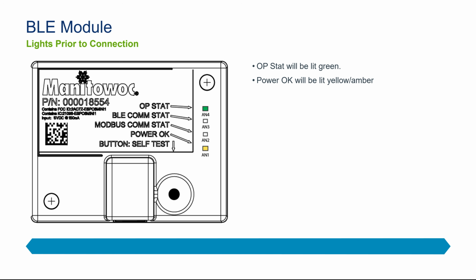Now, for you service techs out there, I do want to talk about the Bluetooth module itself. It'll be inside the ice machine. Prior to connecting to this machine, if you haven't opened the app yet, this is what you'd be seeing. The op stat light will be lit up green, or the AN4 light, and your power OK light will be lit yellow or an amberish color. That'll tell you that this machine should be ready to be connected to via the Manitowoc Ice app.